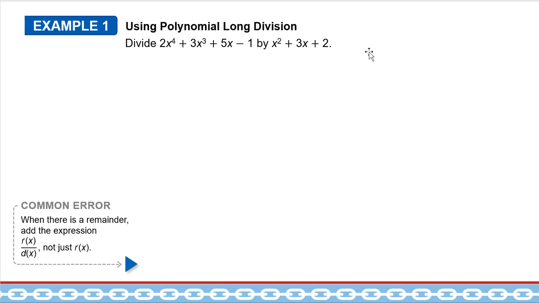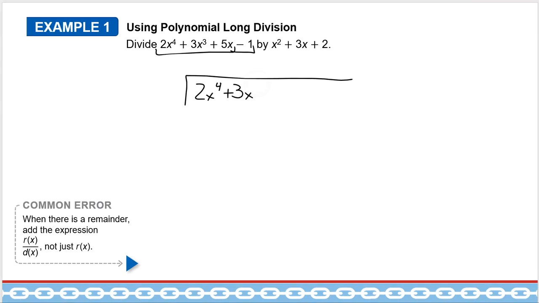Our first strategy is called polynomial long division. So we are going to set this up like a long division problem. It might be a struggle to get this all on this screen, but we're going to try. So 2x to the fourth. I am writing this whole polynomial under the long division. As I go, I need to make sure that I do not skip any terms. My exponents need to be in decreasing order.